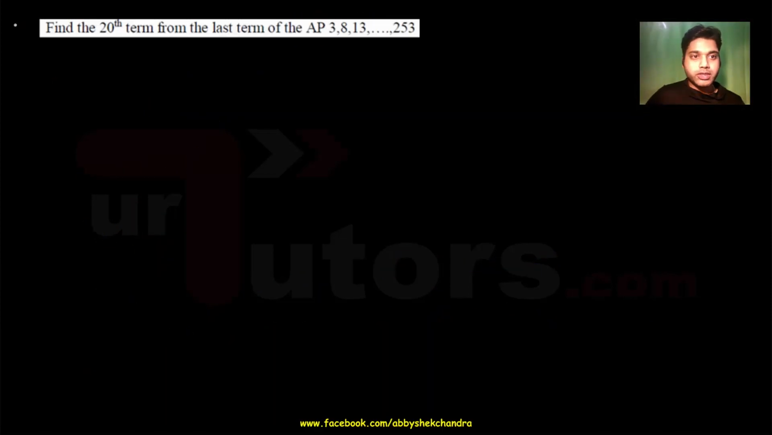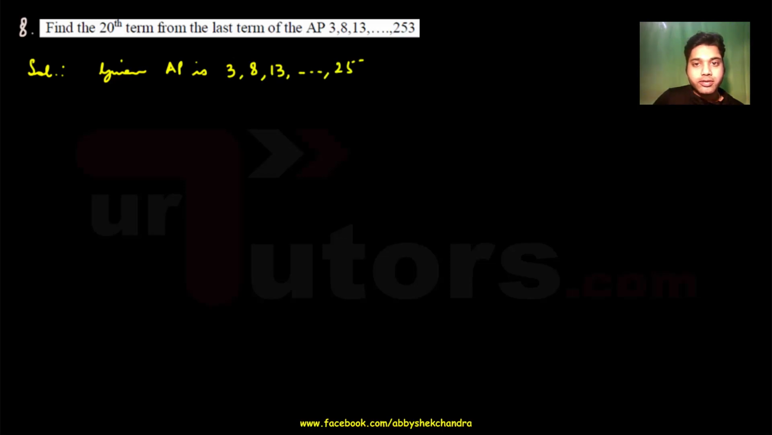First option for question 8. Find the 20th term from the last term of the AP 3, 8, 13 to 53. Now see, given AP is 3, 8, 13 to 53. What is the common difference of this AP? Let's call it AP1. What is the common difference D1 of this AP? That's 8 minus 3 equal to 5.